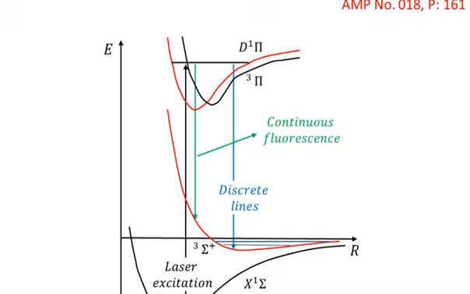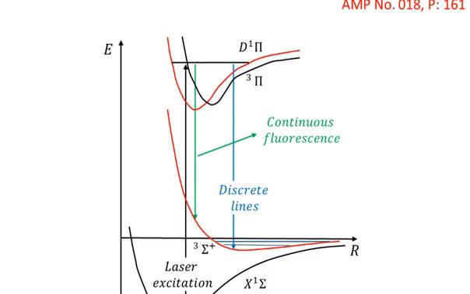So this molecule, the sodium potassium molecule, can have two kinds of states, the singlet states and the triplet states. So if you excite the molecule, even then there are two states. 1 pi is the singlet state, 3 pi is the triplet state. So the molecule can exist in these two states with two different potentials.